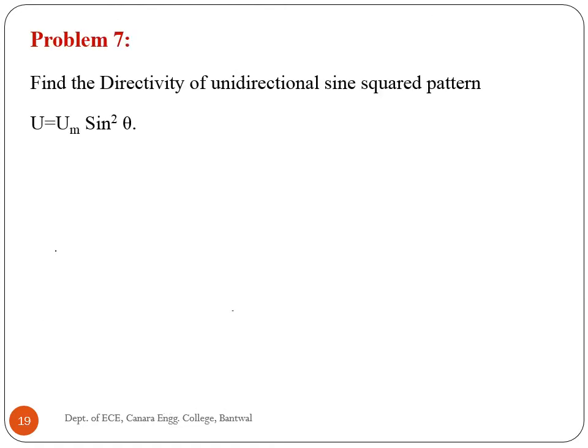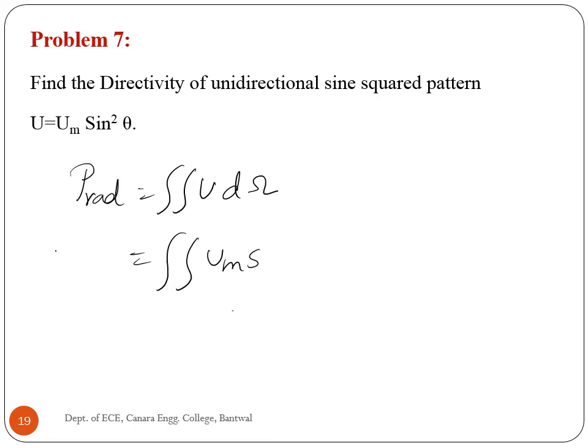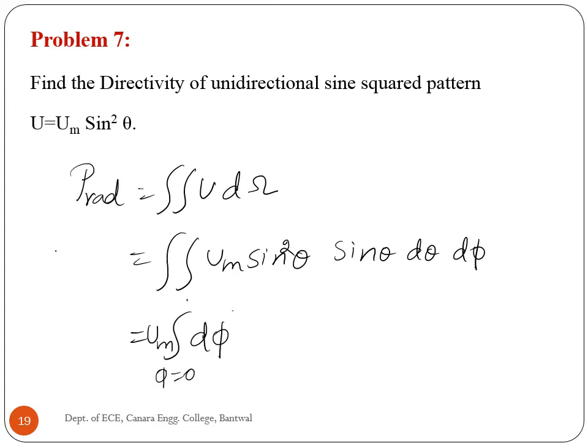Find the directivity of unidirectional sine squared pattern. Pattern is Um sin square theta. Radiated power is equal to the integral of U d omega. U is Um sin square theta. D omega is sin theta d theta d phi, which is equal to the integral of d phi for a limit phi equal to 0 to 2 pi, and for the unidirectional sine squared pattern, theta is 0 to pi by 2, sine cube theta d theta.